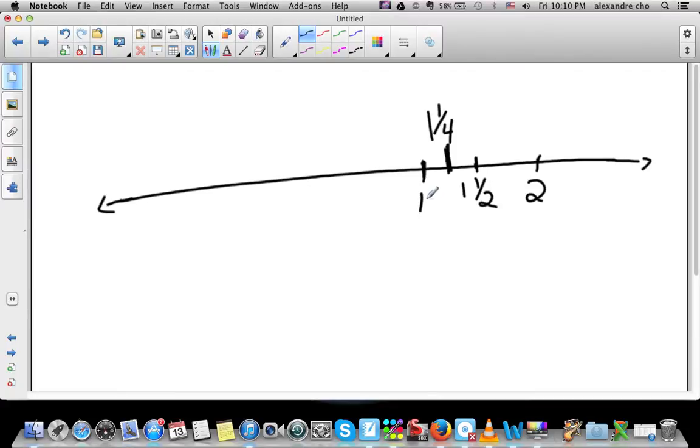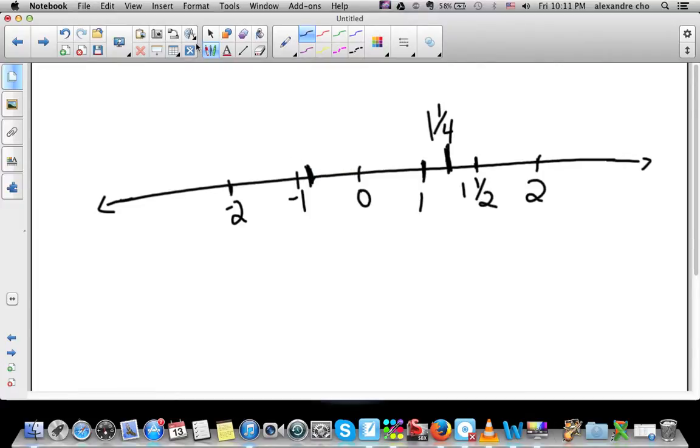B, a fraction close to but less than -1. So here's 1, here's 0, here's -1. Careful, extremely careful here. It says less than -1. If you choose something on this side, that is greater than -1. Remember, a location on the right side will always be greater than a location on the left side on a number line. So if you pick a fraction that is right here on this side, that's going to be greater than -1. Okay?